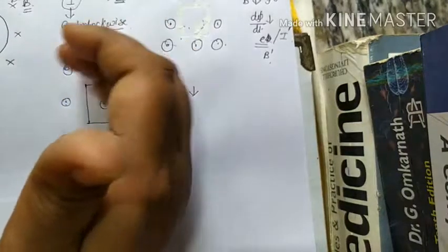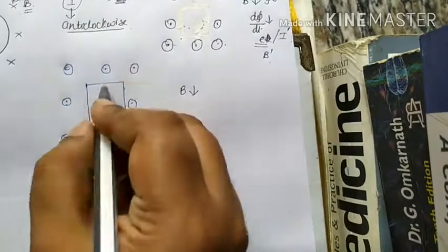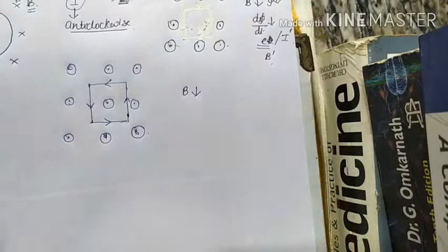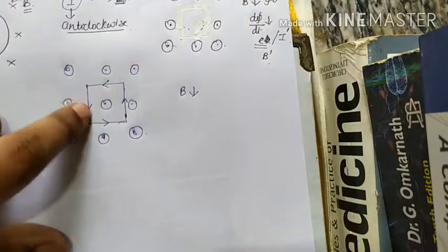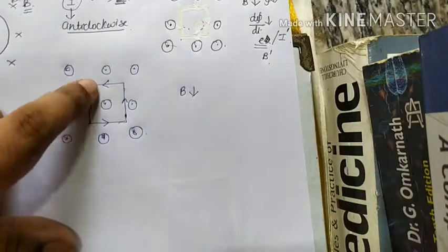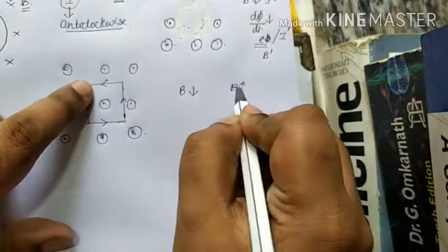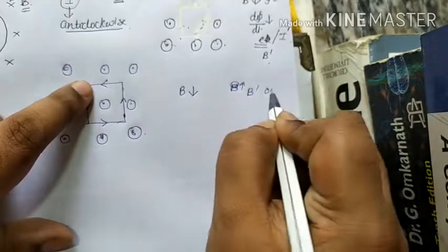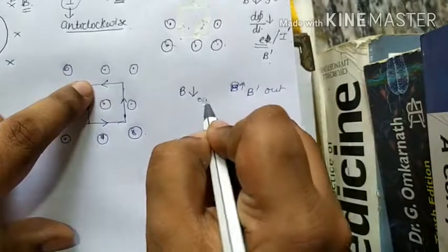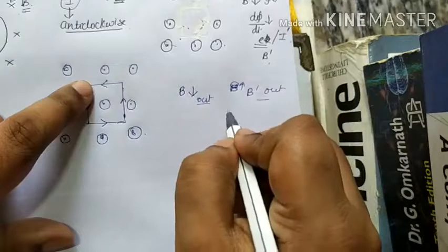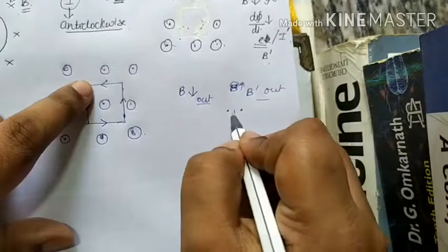That means the current should be in this direction, right? So the current is in this direction. This much clear? Now see, this I dash is in this direction. So what is the magnetic field? Outward. Say that is B dash, it is in outward direction. B is also in outward direction, right? So the net magnetic field, both of them being in the out direction, means they are adding, right?